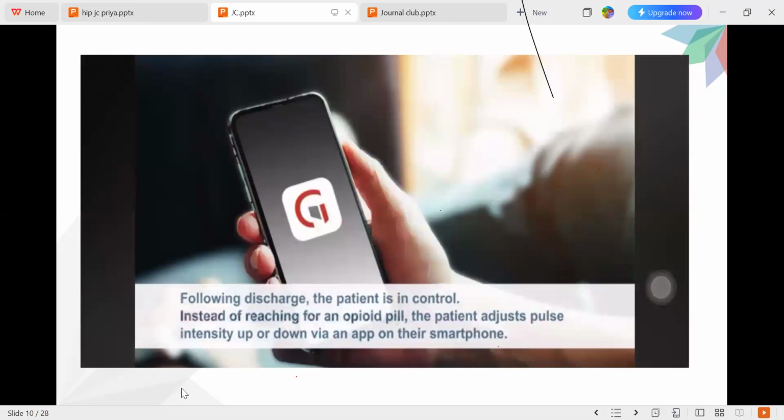So this is how the basic working principle of the device is.